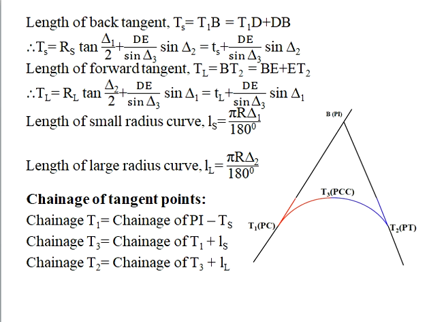Next, chainage of tangent points and point of compound curvature. Chainage of T1 is equal to chainage of point of intersection minus tangent length corresponding to the first curve, but in this figure, as the first curve is having smaller radius, it is capital TS. Next, chainage of T3 is equal to chainage of T1 plus length of smaller curve. Next, chainage of T2 is equal to chainage of T3 plus length of larger curve.